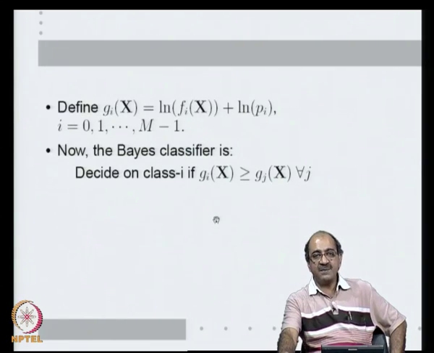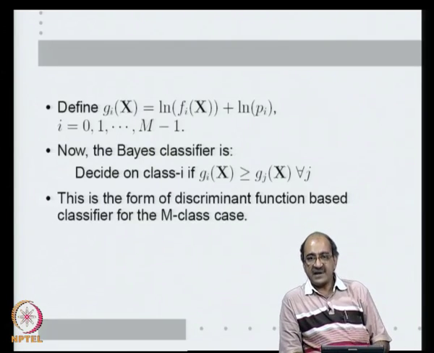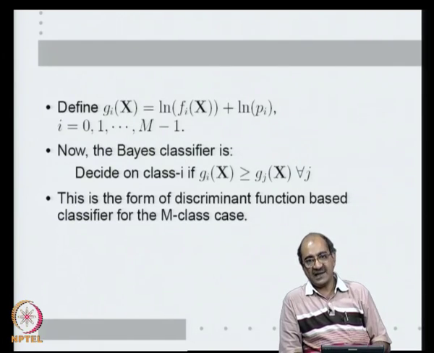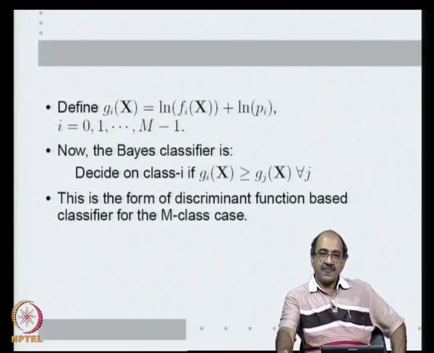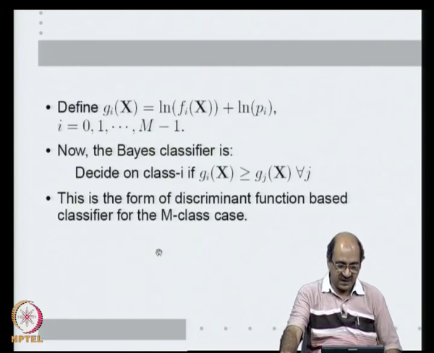Of course, as in the Bayes classifier, I have to break ties arbitrarily, but except for breaking ties arbitrarily, this is the generic form for the discriminant function based on the m class case. We will come to learning discriminant functions directly later on. At that time, we will see how to learn all these m functions, but this is a generalization of the discriminant function based classifier to the m class case.